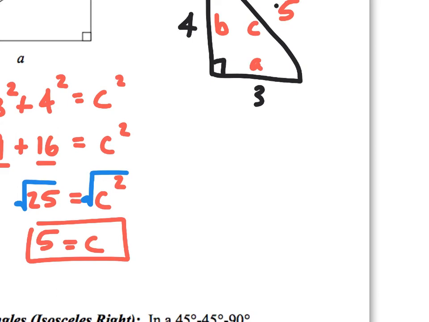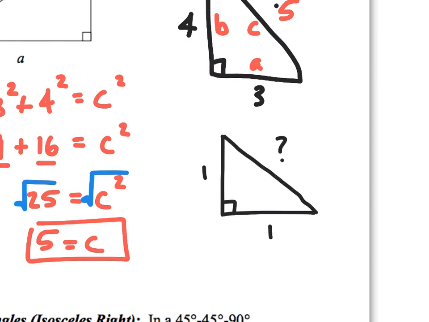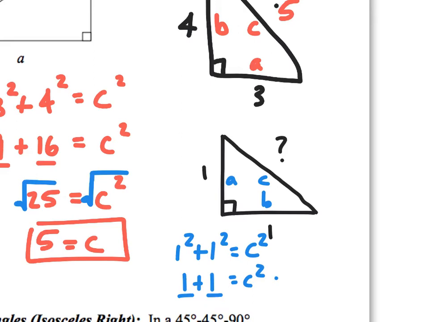So let's think about something else. Okay, let's say that you had a 1 by 1 triangle. Length of 1, length of 1. We're trying to figure out that length here. If I use the Pythagorean Theorem, A, B, and C, I get that 1 squared plus 1 squared is equal to C squared. 1 squared plus 1 squared is 1 plus 1, which gives you 2. So you get that 2 is equal to C squared.